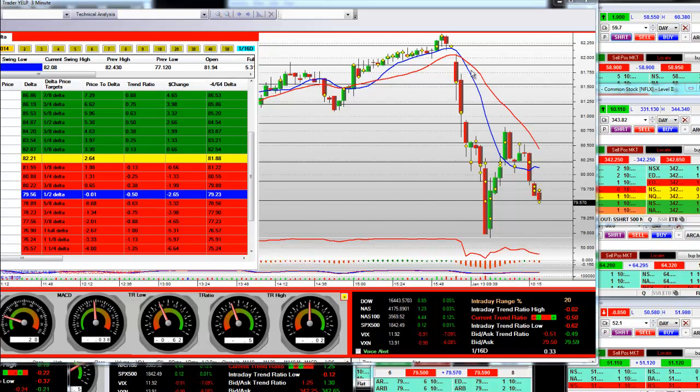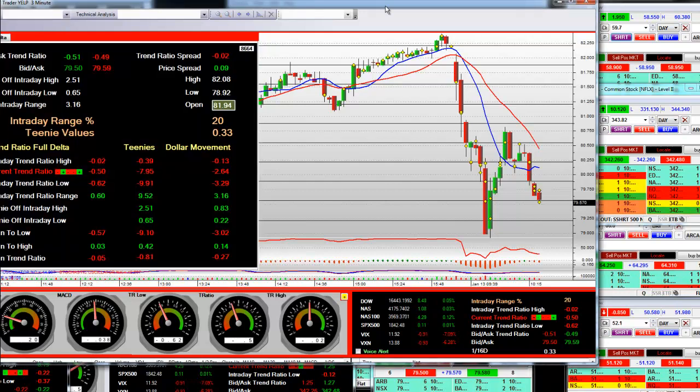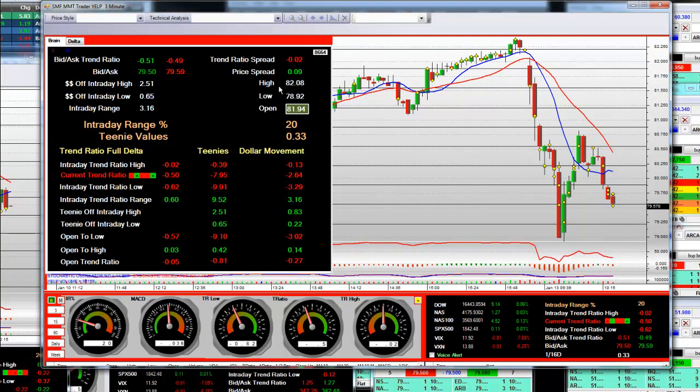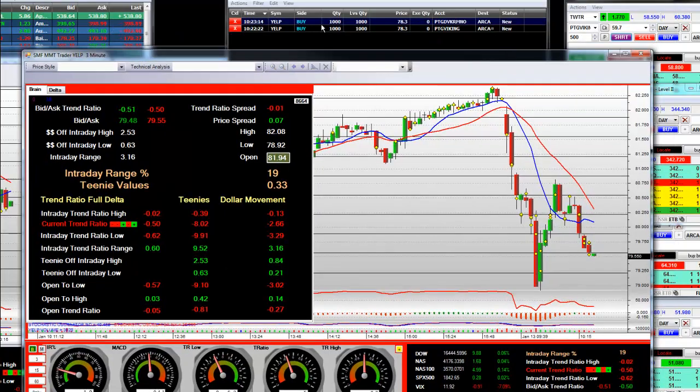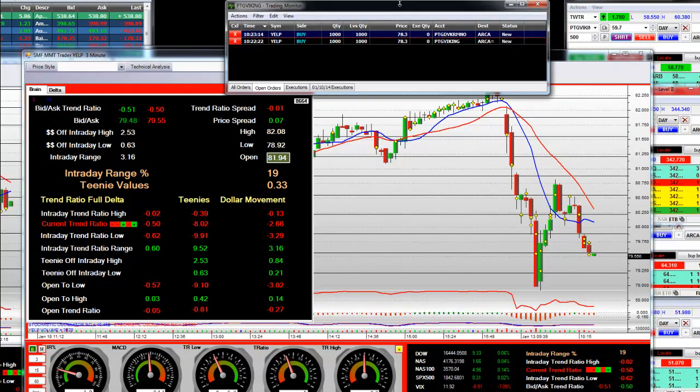Here we go at 7:23 a.m. We haven't even been open for the first hour, but we do want to show you MMTs how that short got in because Yelp had moved for quite a few days to the upside. The high was 82.08. We have a limit order out there to buy, and our limit order right now is 78.3, and you can see it very clearly right here.